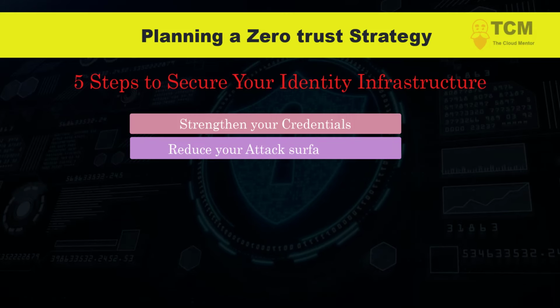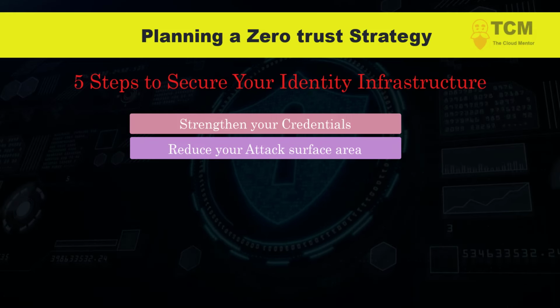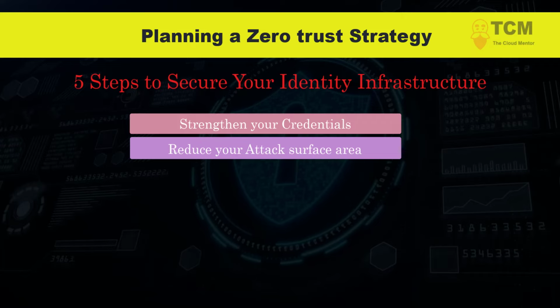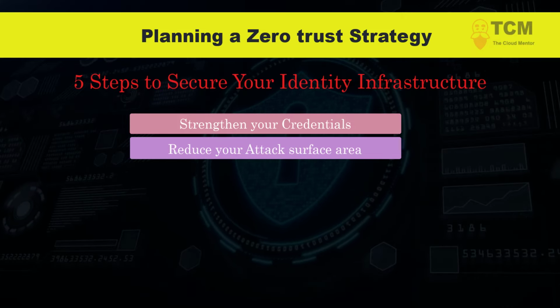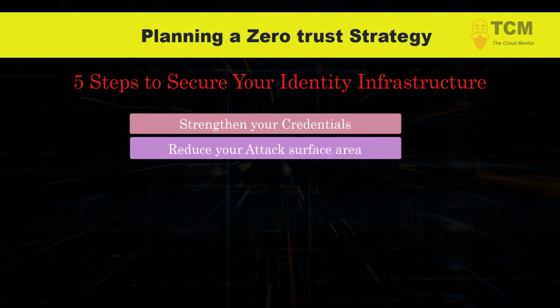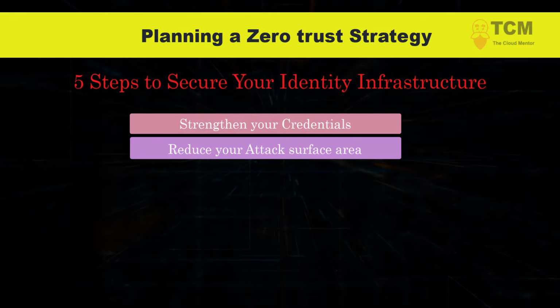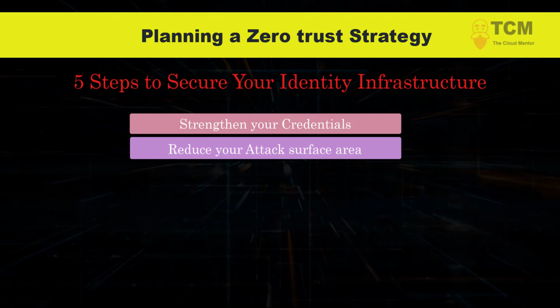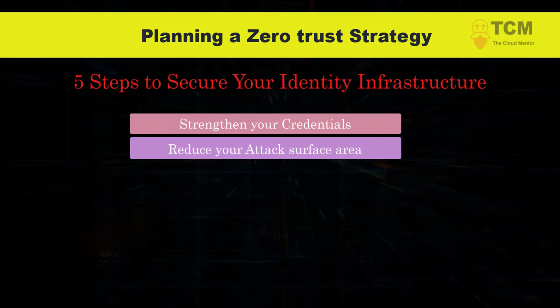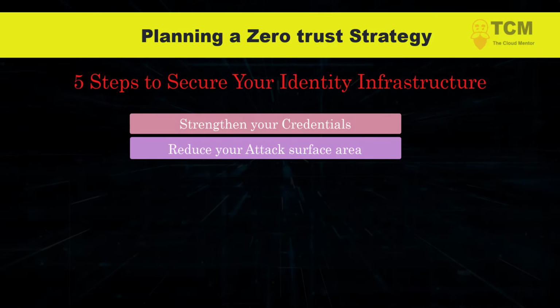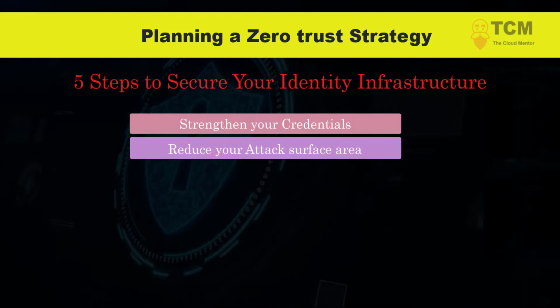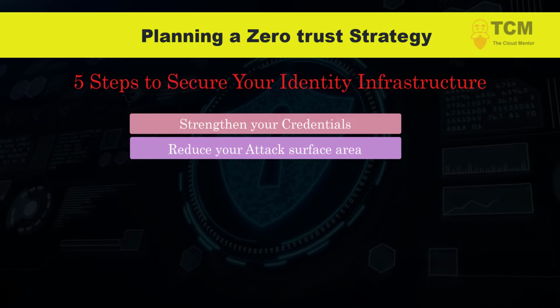Point number 2 is to reduce your attack surface area. It's important to make life harder for attackers. So eliminate the usage of older and less secure protocols, limit network access entry points, and also exercise more significant control of administrative access to resources.